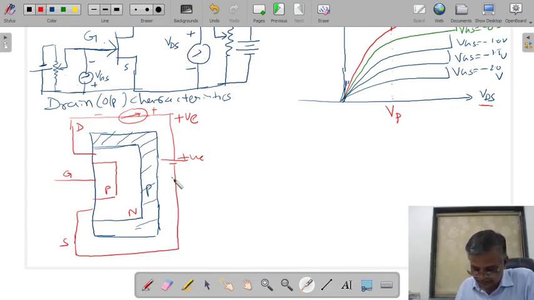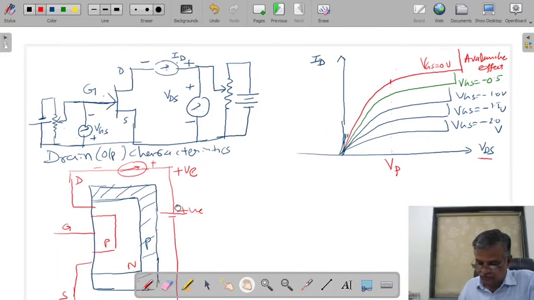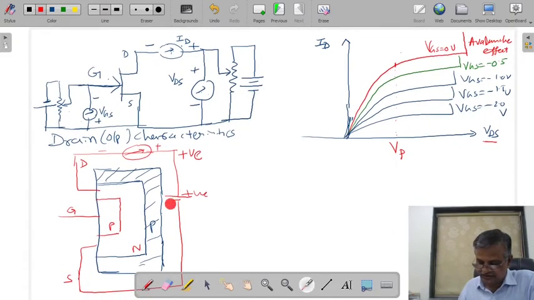Now, this is your zero voltage. As you increase this voltage, your current increases. What is the reason? Here there are free electrons. Under the influence of these two electric fields, this electron will go here and you will get the current in this direction, like this. Okay.